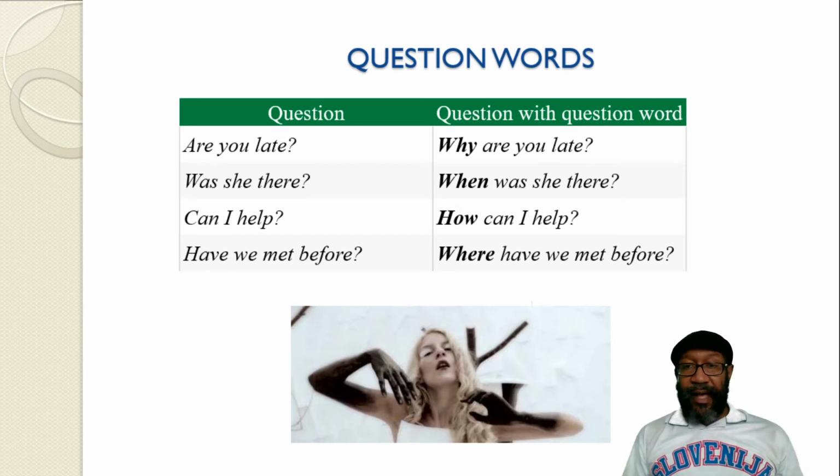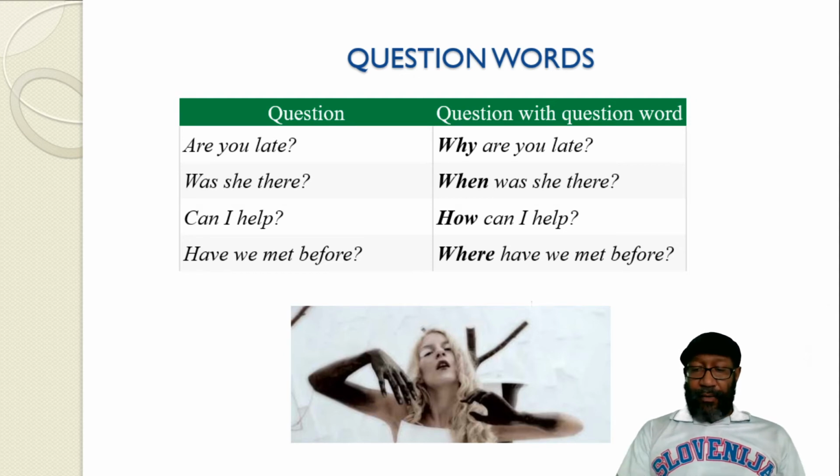So let's recap. All of them are question words. Why is related to reason. When is related to time or moment. How is related to the way you do something. And where is related to the place. Okay.